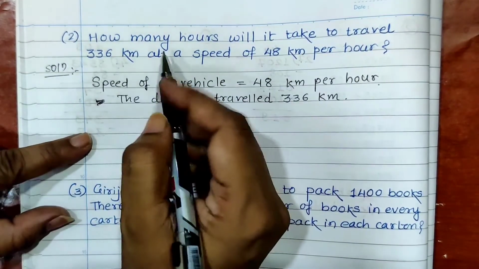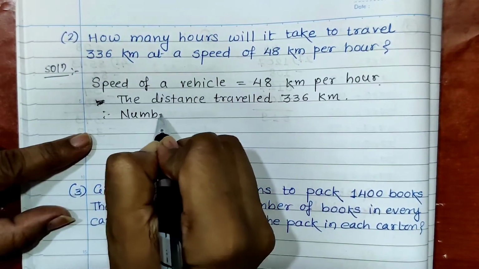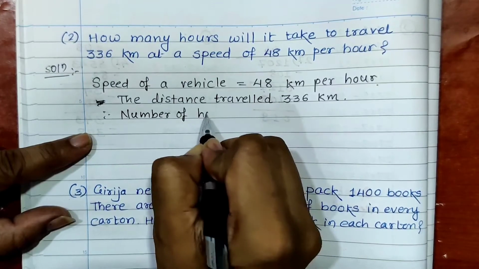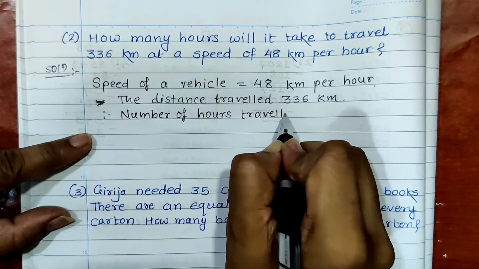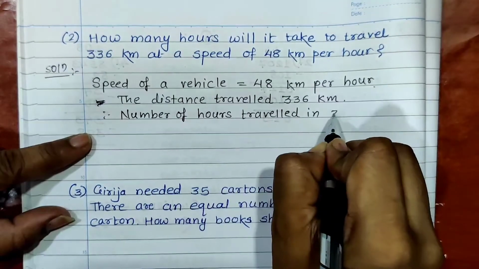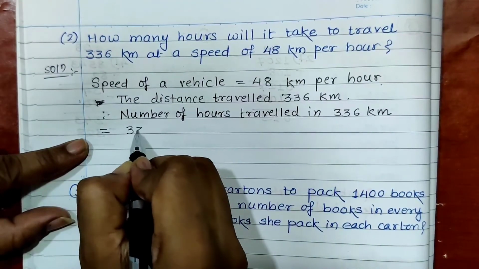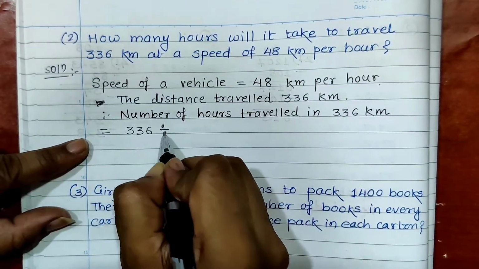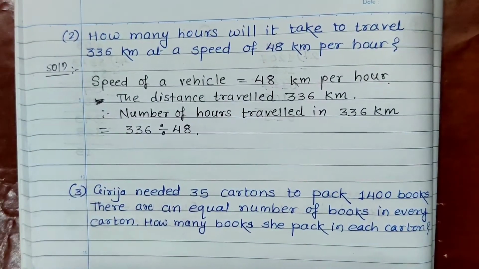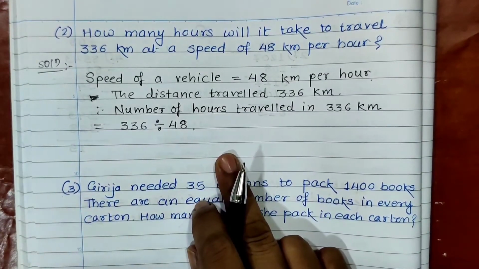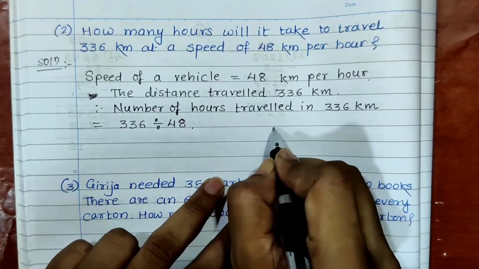We have to find out the hours, how many hours. So number of hours traveled in 336 km is equal to 336 divided by 48. Now see children, this you can do by writing in the numerator denominator format also, or otherwise you can directly divide like this.